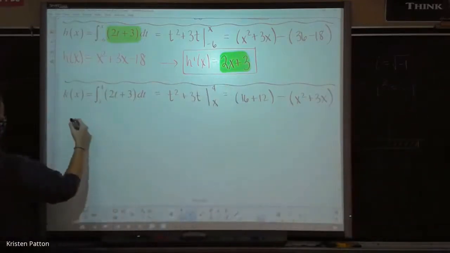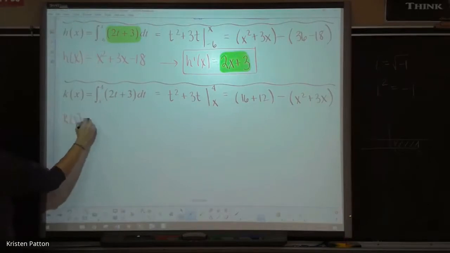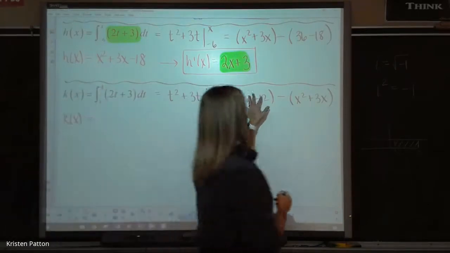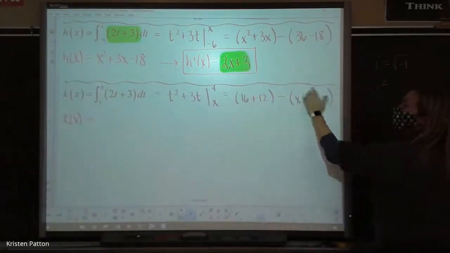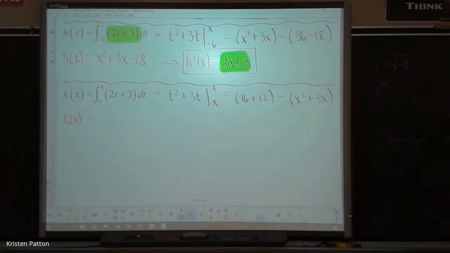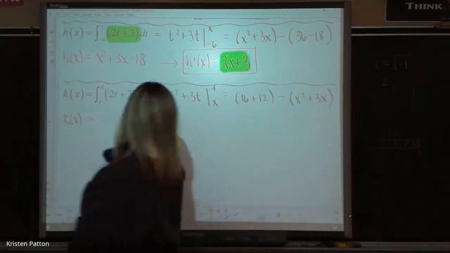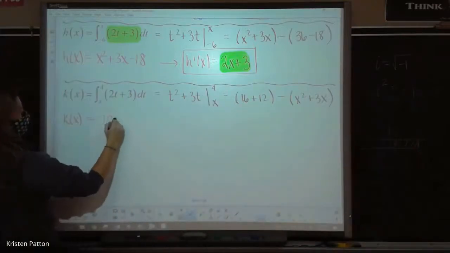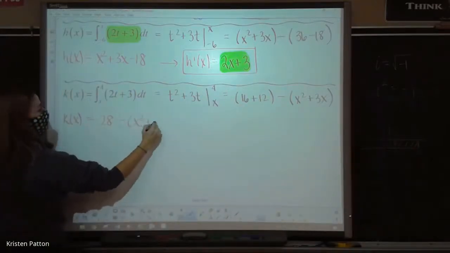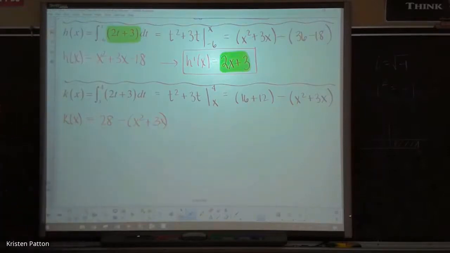So we can clean this up, and we can clean it up obviously a lot of ways. I see a 28 here, and then I can distribute the negative if I want. I'm actually not going to on purpose, but you can. It doesn't matter. I'm not going to, and we'll see why in a second. So I have 28 minus x squared plus 3x. Okay.